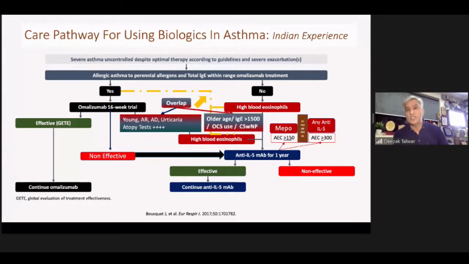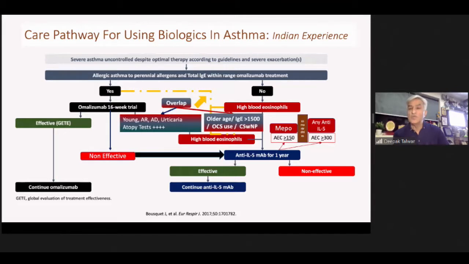This is the care pathway which summarizes that you try to identify whether your patient is purely driven by allergy and IgE, or eosinophils, or the overlap group. If they are in the pure groups of eosinophil or IgE, you have a clear choice to use either an anti-eosinophilic or anti-IgE drug. But if you have an overlap group, then you need to identify whether this patient is more towards the IgE, where the patients are young, with allergic rhinitis, urticaria, atopy test very strongly positive, use omalizumab. If they are older people with IgE levels very high, they are using oral corticosteroids, they have nasal polyposis, you will use an anti-eosinophilic drug.